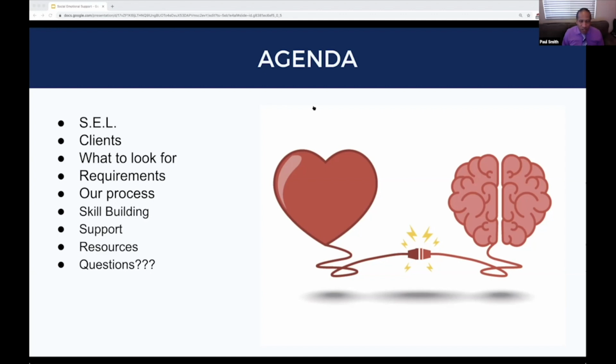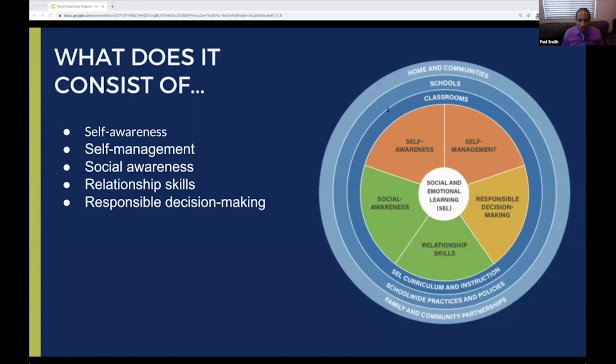The first thing that we're going to do is jump into defining what social emotional learning is. Before we do that, we're going to look at the 5 components available to us when looking at social emotional learning. The first component is self-awareness. What is self-awareness? It's the ability to accurately recognize one's emotions and thoughts and their influences on their behaviors.